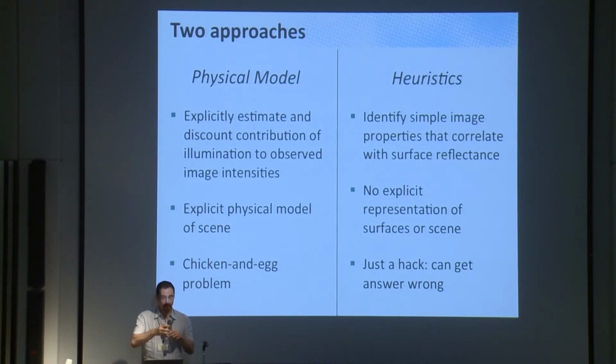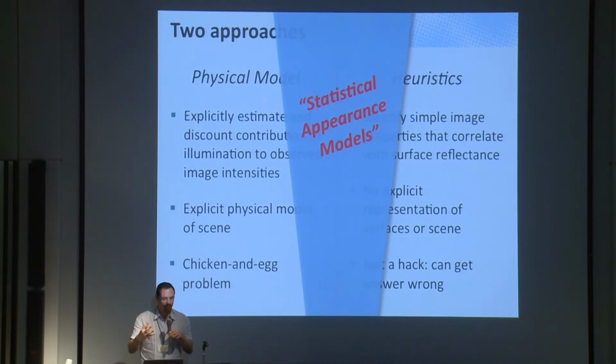So I started off by saying that there were these two broad classes of approaches to thinking about material perception. What I'm trying to say is that there's something in between that might be the right way of thinking about things. So it has the simplicity of heuristics, it's based on the image quantities, but it has some of the depth of a physical model in the sense that it's trying to generatively understand the statistical structure that's observed in the image. And I call this way of thinking about things, statistical appearance models.